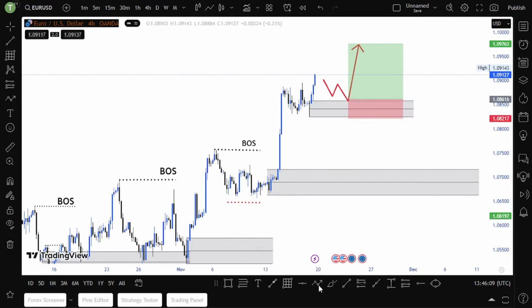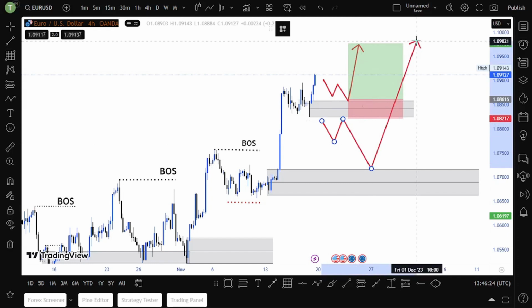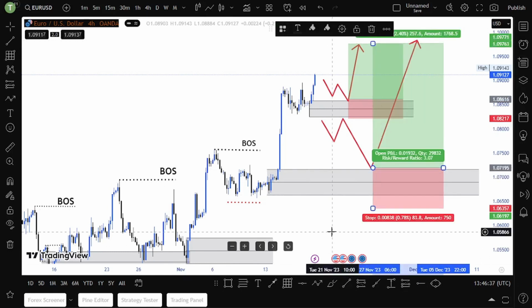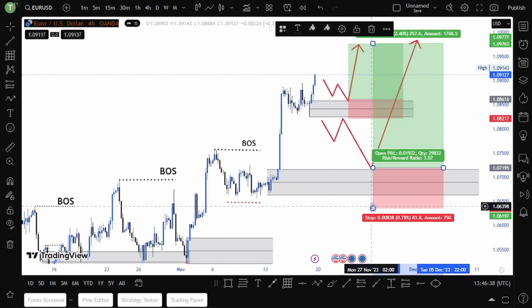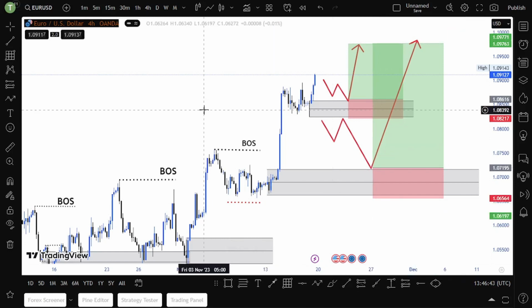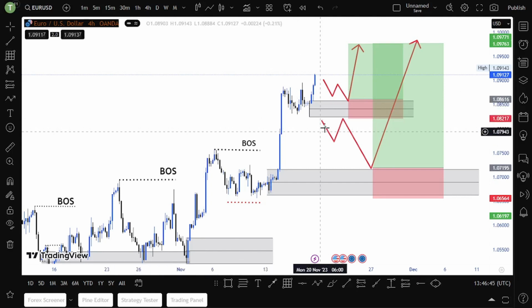And now if price breaks out and makes a pullback, where would we be buying? We would be buying at this supply zone below, and we put our stop loss just slightly below this zone. So these are the scenarios that I have on EURUSD, guys, as you can see.